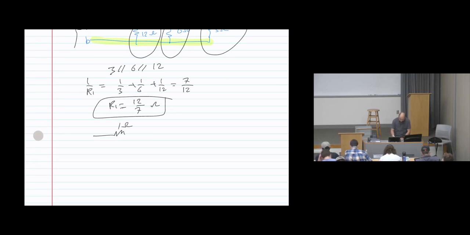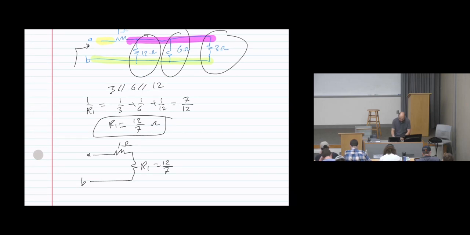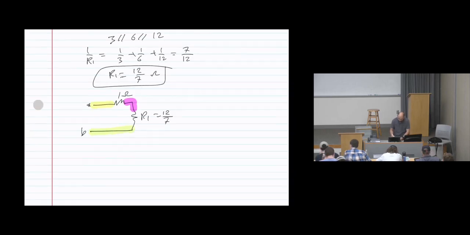The 1 ohm resistor remains the same. Then the equivalent, this is R1, which is 12 over 7. Then this is A, this is B. Let's relabel the nodes. Here is the green node. This is the purple node. Then this is the yellow node.